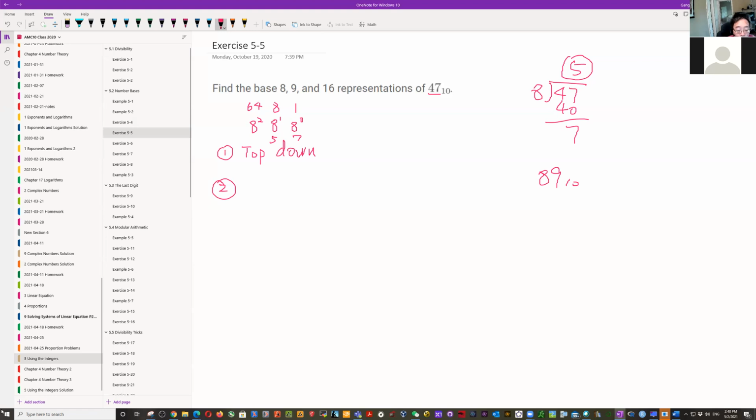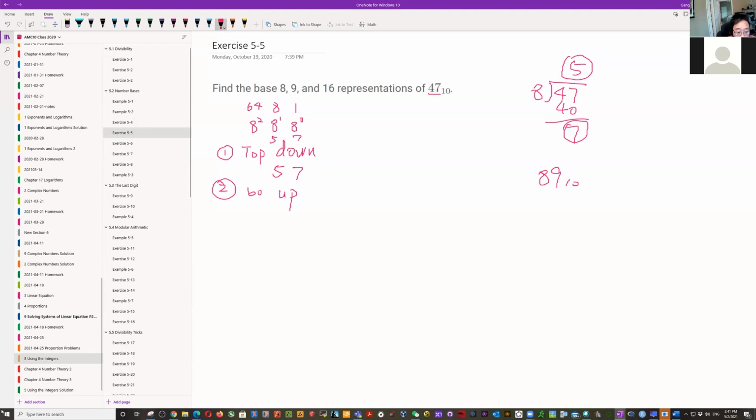So bottom up, I don't even consider anything. I just divide 47 by 8. The remainder is 7. So this is bottom up. Then I take the quotient 5 and divide by 8. The quotient 5 is already less than 8, so I just put down 7, 5. So this is top down.